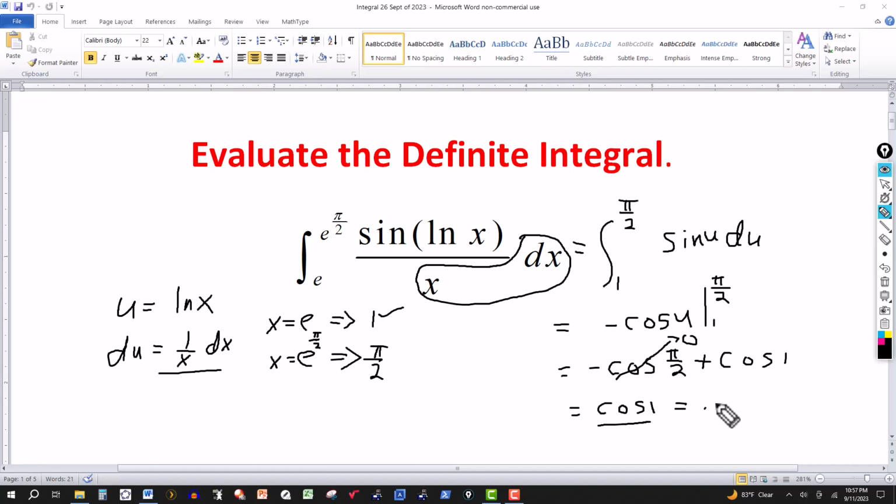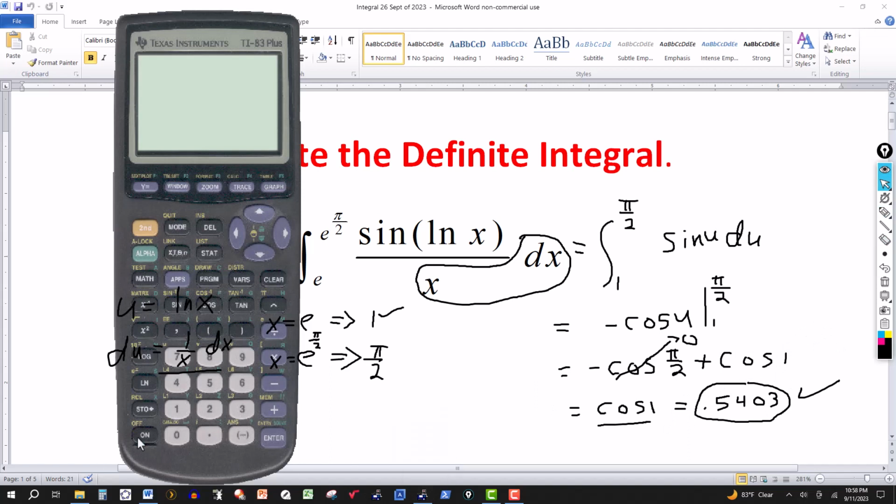So this is the exact value right here. If you want an approximation, use your calculator. It'll be 0.5403 to 4 places, and that's your answer. Now keep in mind though that if you have your calculator set to degrees, it's not going to work. You'd get cosine of 1 degree. This is actually radians, so make sure that you use your calculator in radians.